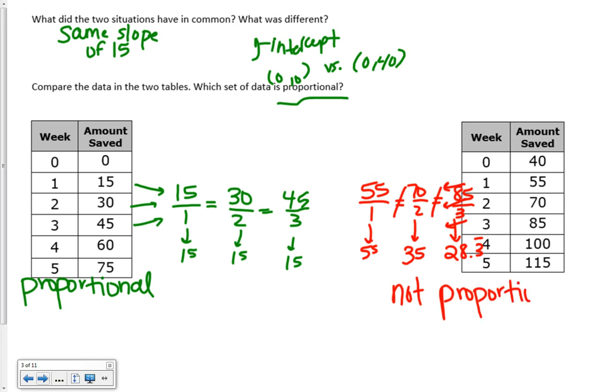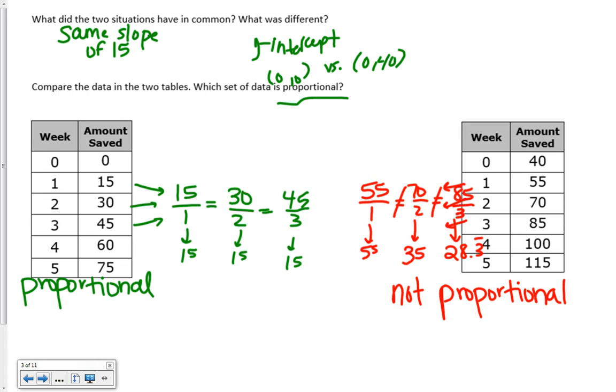Okay? Now, what I do want to remind you is that both situations are still linear. I'm sure you have some writing to catch up, so I'm just going to talk while you write. Both situations are linear. Both have a slope. Both have a y-intercept. So just because one's proportional and one's not doesn't really change their mathematical validity, right? One is just proportional, the other one's not. It's just a special case.